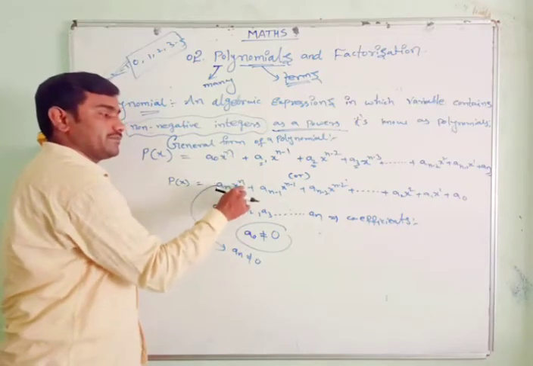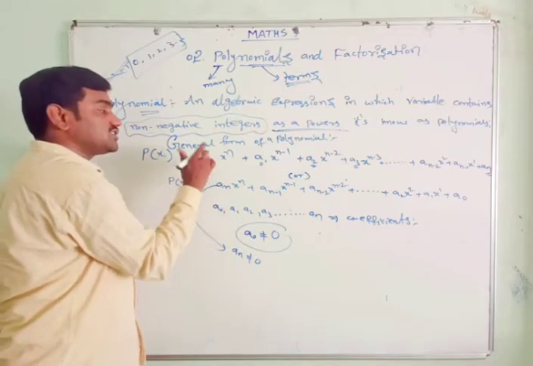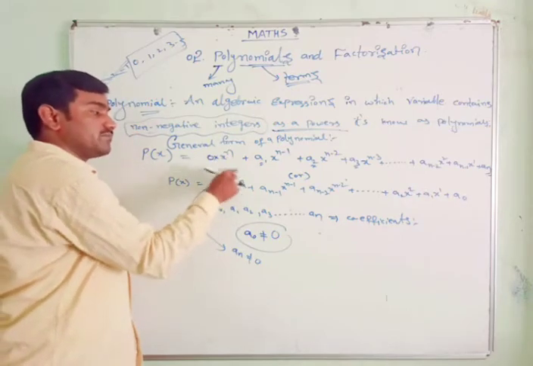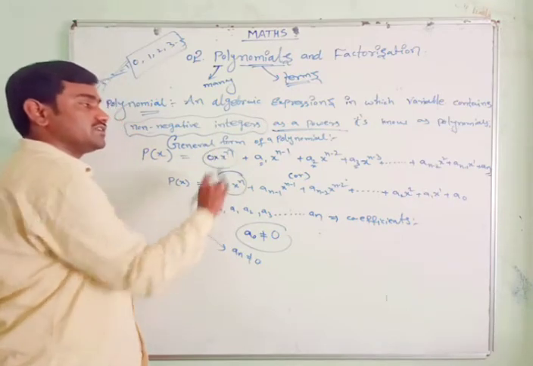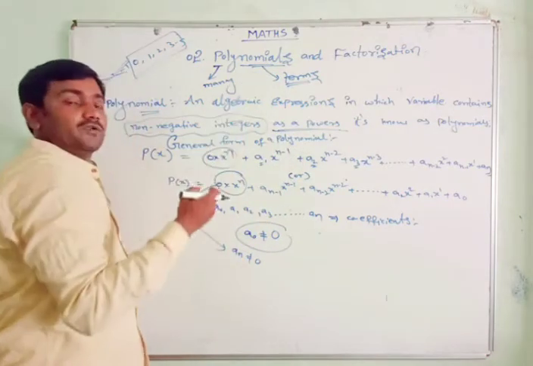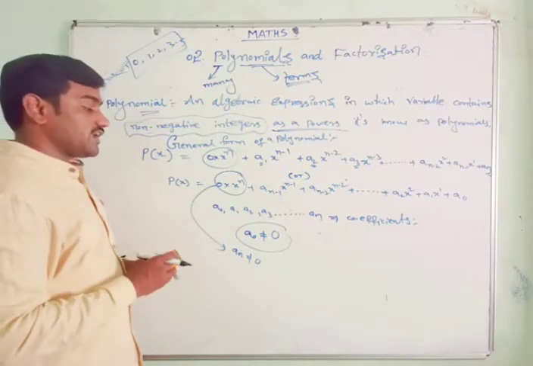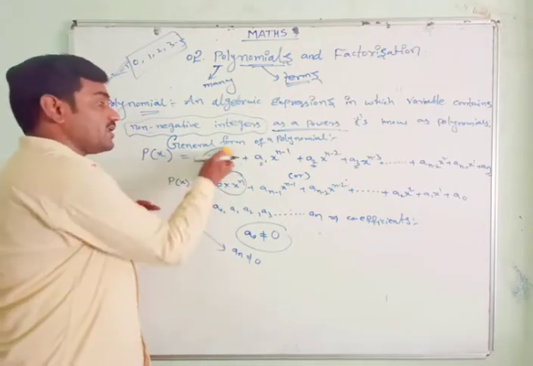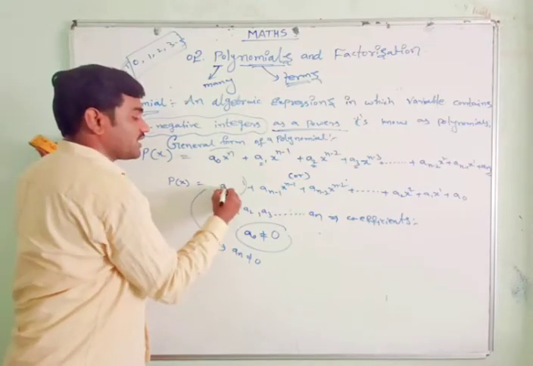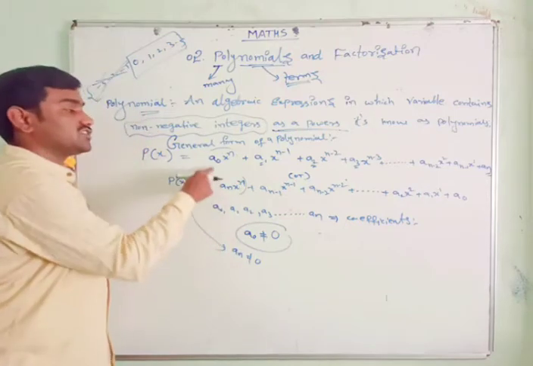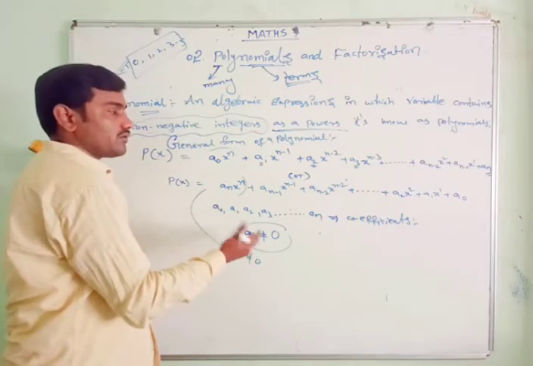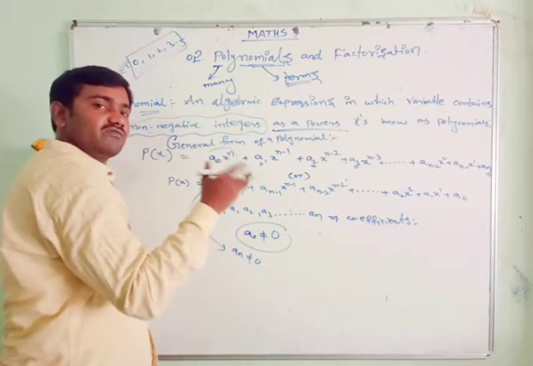That means the highest power is n. But if a0, or an, is equal to 0, what happens? This complete term becomes 0. That means the degree will be changed. This is 0, so the degree will be changed. That is n minus 1 is the degree. So clearly, in a general form of a polynomial, the first term a0 x to the power of n, or an x to the power of n, should not be equal to 0, because if you make it 0, it completely changes the degree of the polynomial.